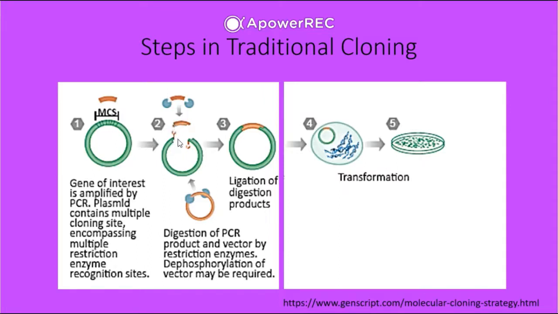And because of that, they can bind to each other, and we can seal up the broken phosphodiester bonds with a ligation in step 3. After that, we can then do our transformation and then our screening or plating on antibiotic plates.